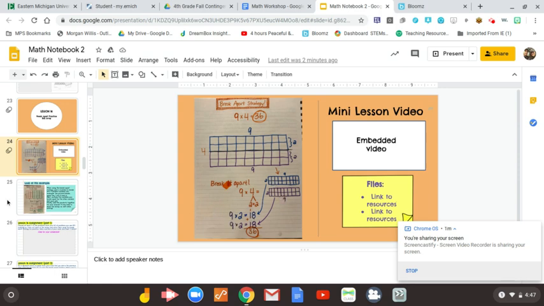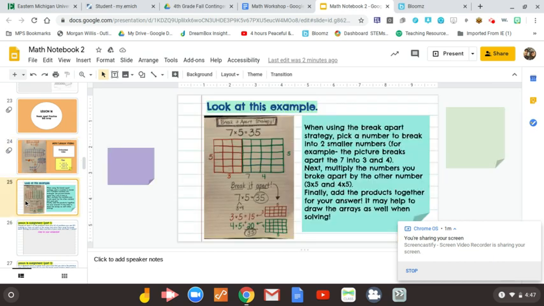There's another one over here too, so look at this example. You've got 2 examples of our break apart strategy on this lesson alone, and then there is the video from last time that explains it as well.